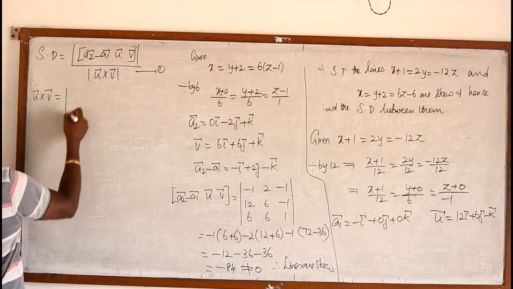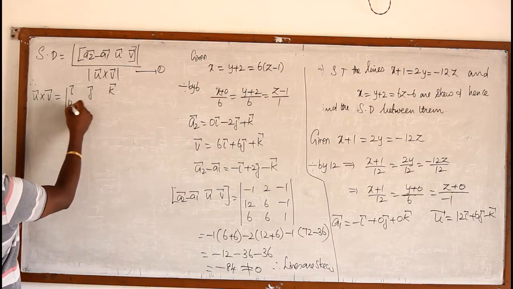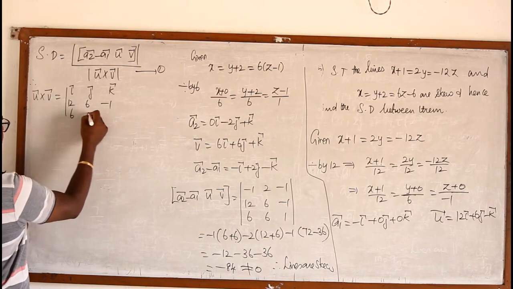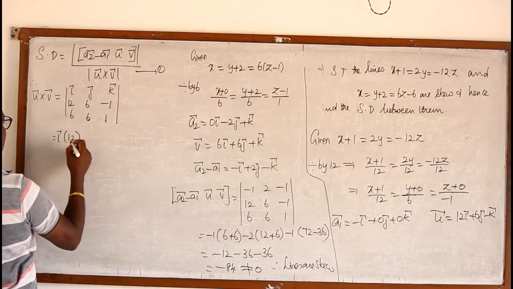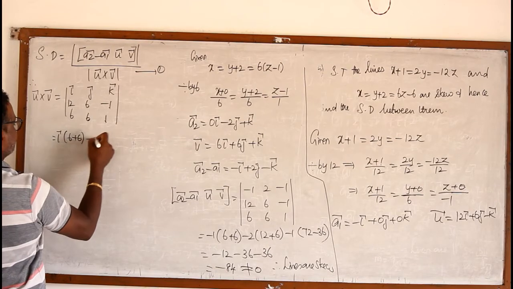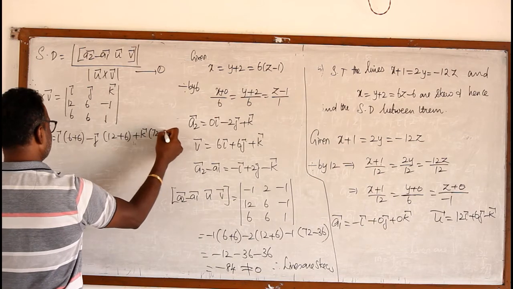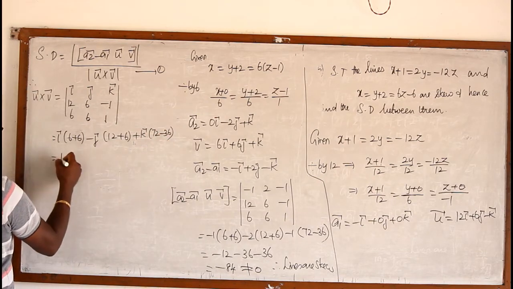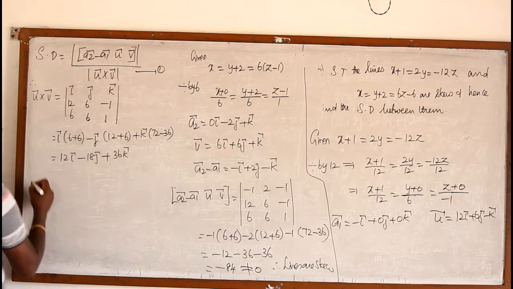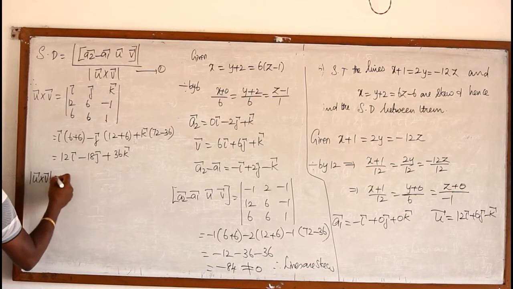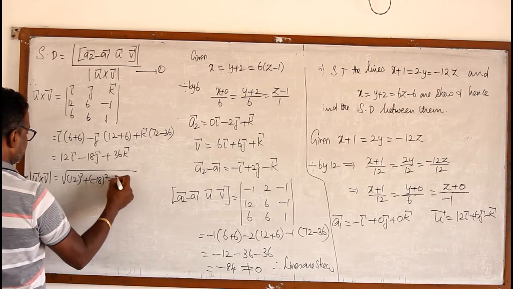Therefore, U cross V means again a determinant with i, j, k. U vector is 12, 6, minus 1; V vector is 6, 6, 1. I into 6 plus 6, that is 12; minus j into 12 plus 6; plus k into 72 minus 36. It is 12i minus 18j plus 36k. Therefore, modulus of U cross V is the root of 12 square, minus 18 the whole square, 36 square.